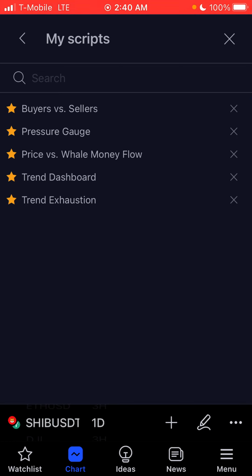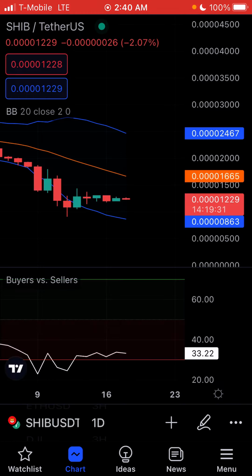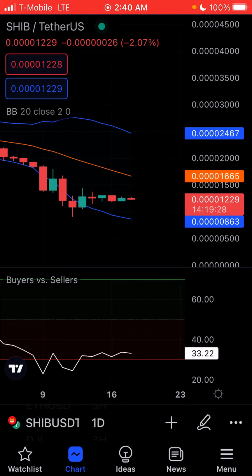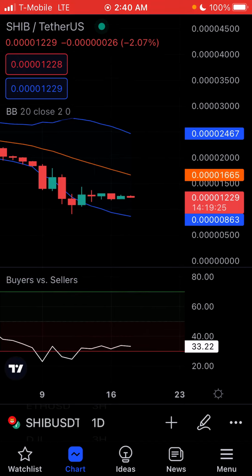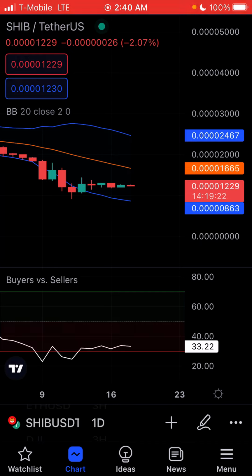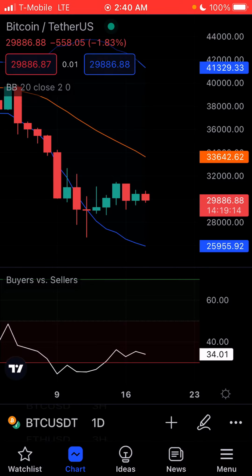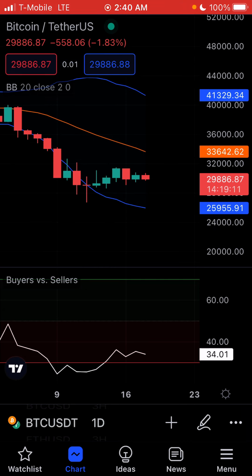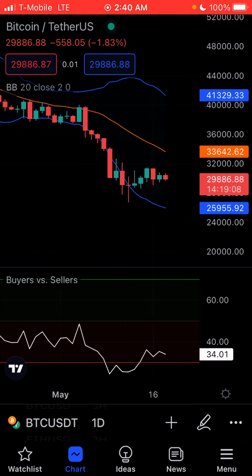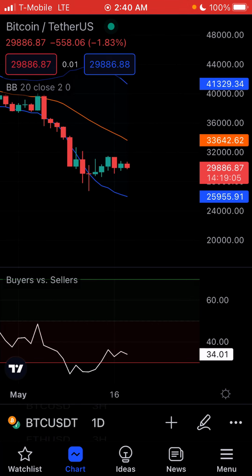So I'm going to talk about buyers versus sellers. I'll do that one first. I think I may have talked about this briefly. Buyers versus sellers is a good indication of market direction. Let's go to Bitcoin. What buyers and sellers is, basically when the white line here travels more to the bottom, it means more people are selling. If it starts going to the top, it basically means people are starting to buy.